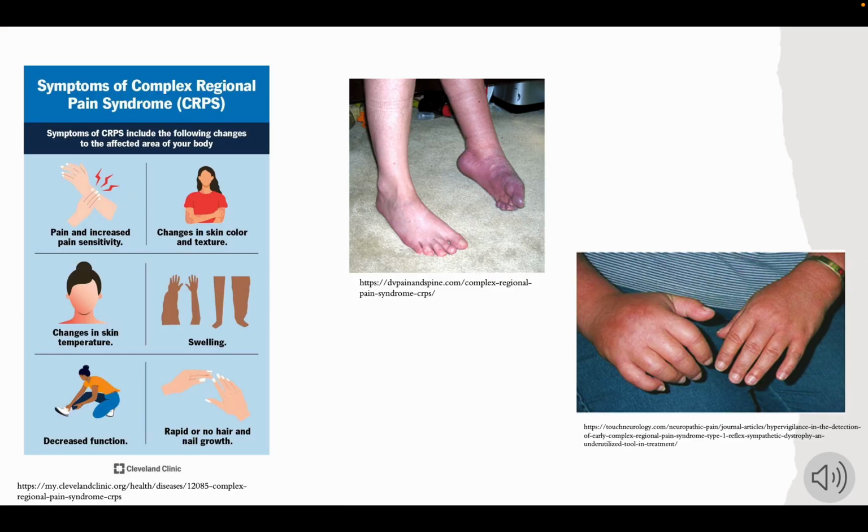On this slide we can see on the chart visually just the symptoms of CRPS, and then the pictures are depicting the symptoms as well, so you can see that the limbs appear swollen and the skin may be discolored or a red color.